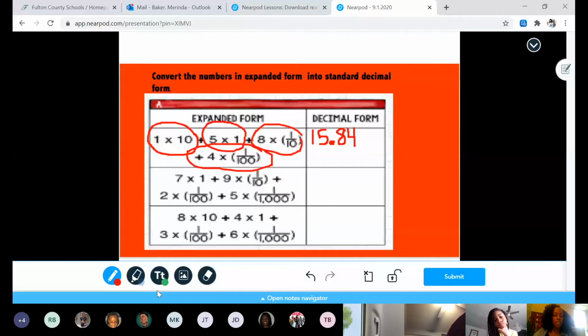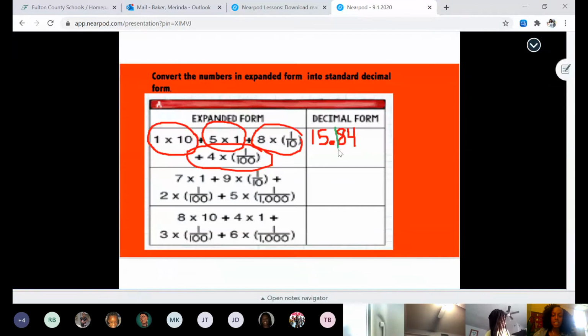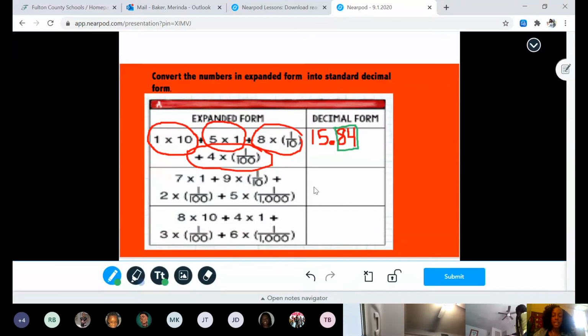Okay, so let's look at this. This number is what? 84. 84. And this is the 10ths place, and that's the hundredths place. So it's 84 what? Hundredths. Yep. Now read me the whole number again one more time. 15 and 84 hundredths. Yep, good job. 15 and 84 hundredths. Great job.